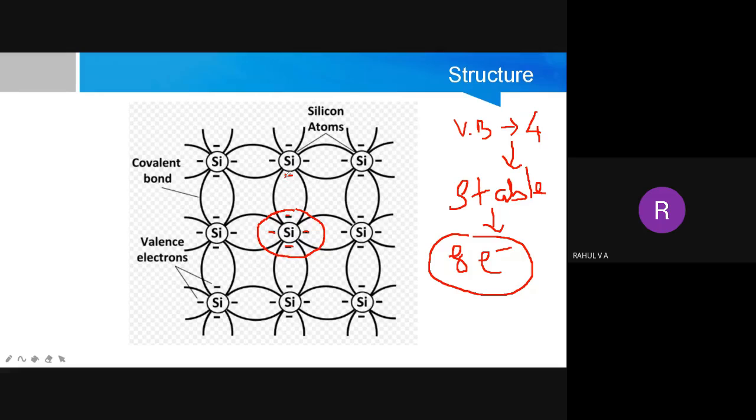Taking this as reference, one electron is shared with this one. This neighboring silicon also will share one electron, and this also will share one electron, and this also will share one electron. So finally, 1, 2, 3, 4, and along with its own 4, there are 4 shared electrons. Now it will have 8 electrons in the outermost shell. That means it is in a balanced form, and each silicon atom will try for this stability and balance like this.